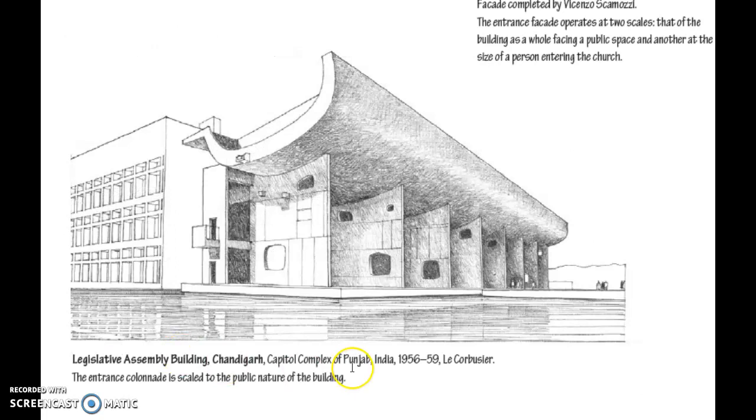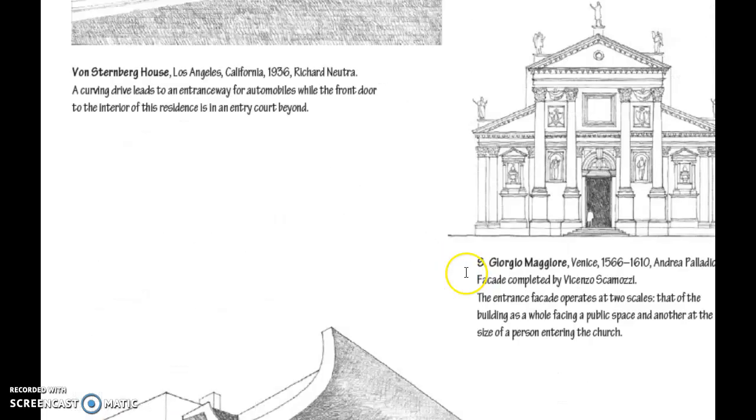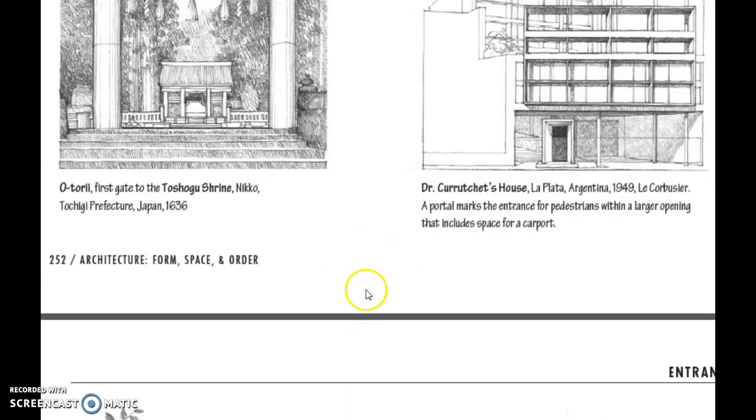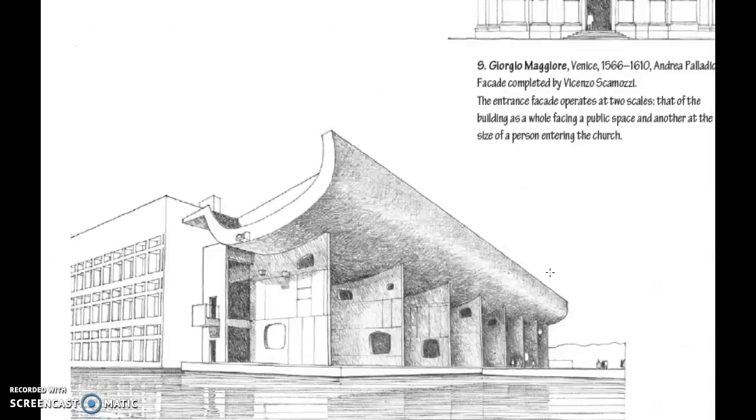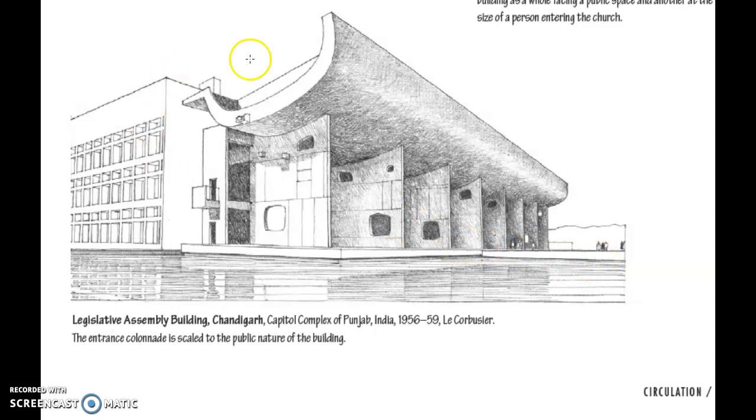Now see this Chandigarh Legislative Assembly building. The entrance colonnade is scaled to the public nature of the building. So this is the entrance colonnade, which is scaled so much that if you see the human scale, it is so loud because you are going to enter into a public building, which is part of the capital complex of Punjab. It is not a normal house. If you are having a normal house, then you will find the entrance scale to be of that sort. But here you are entering into the administrative building, so you are going to have that kind of scale.